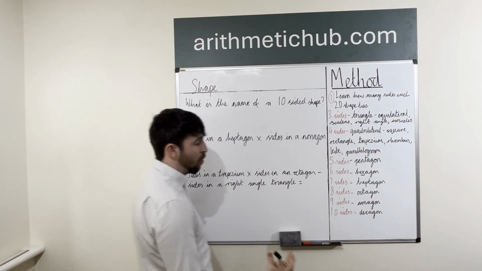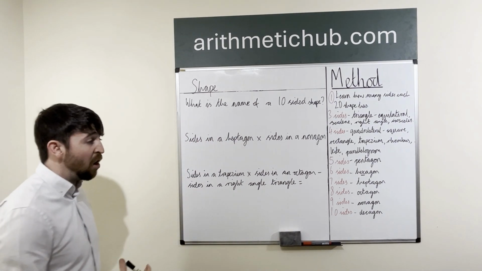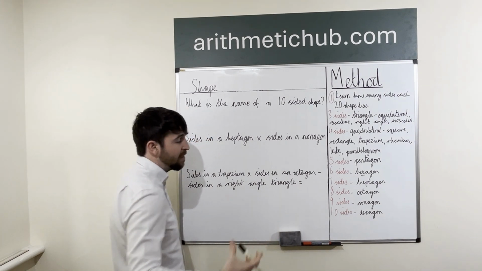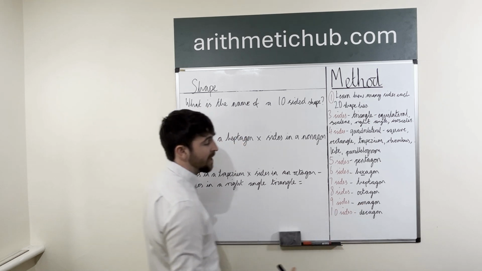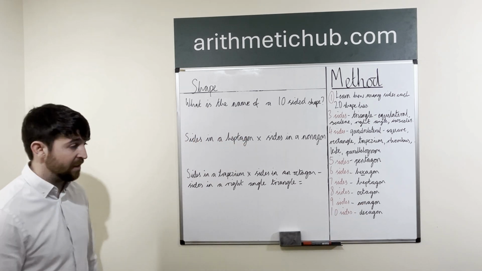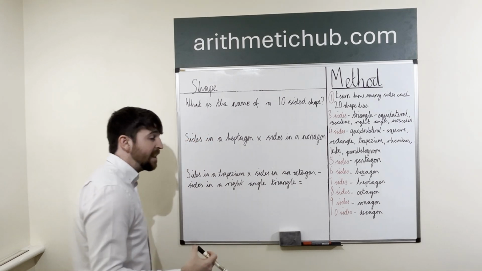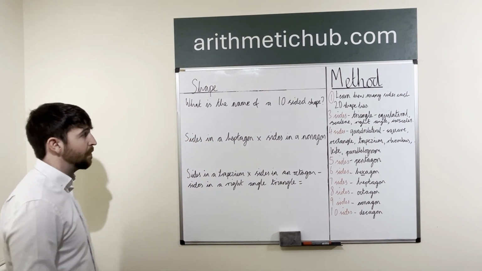9-sided shapes are called nonagons, okay? Non sounds like 9, okay? 9-sided shapes are nonagons. Nonagons have 9 sides. And 10-sided shapes are decagons. Decagons like decade. A decade is 10 years. A 10-sided shape is called a decagon, okay?